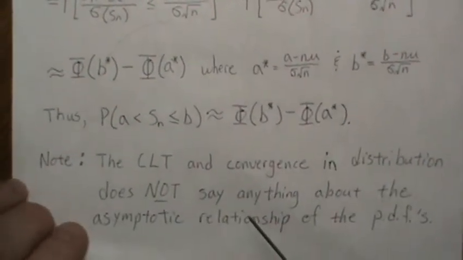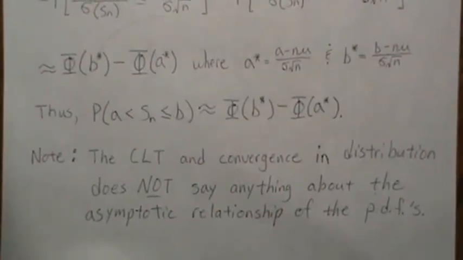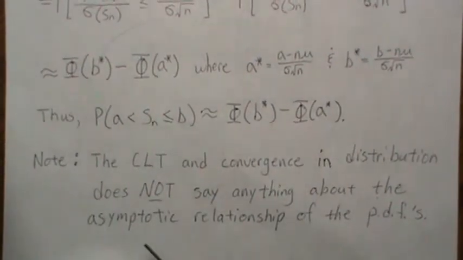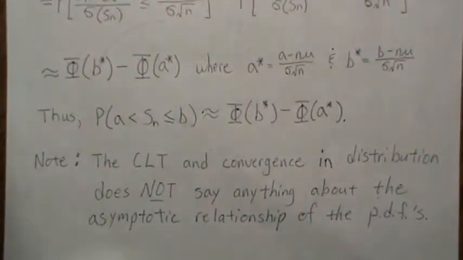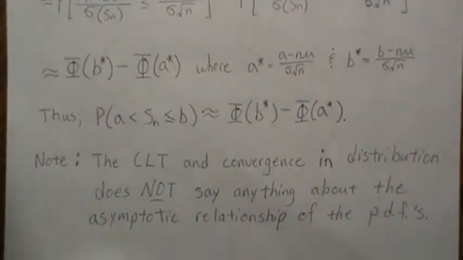But here's a note that people sometimes mix up. The central limit theorem and convergence in distribution does not say anything about the asymptotic relationships of the PDF. It's often the case that the PDFs do not converge to another PDF. We don't know that, but in some cases they do.